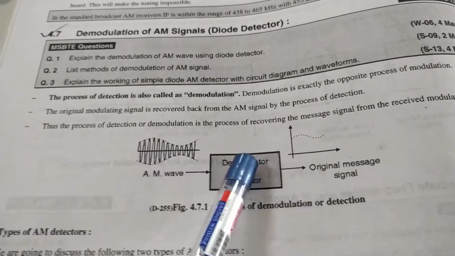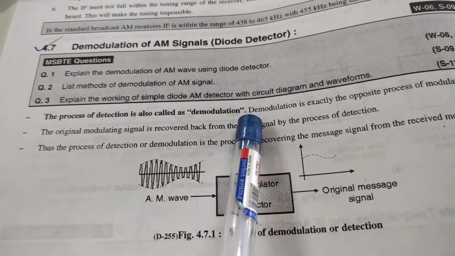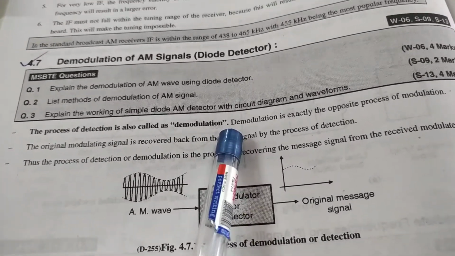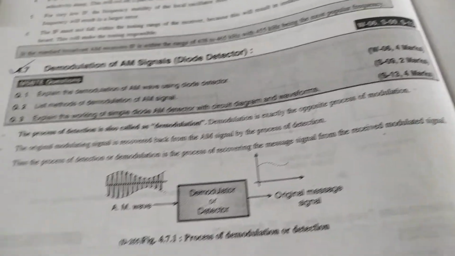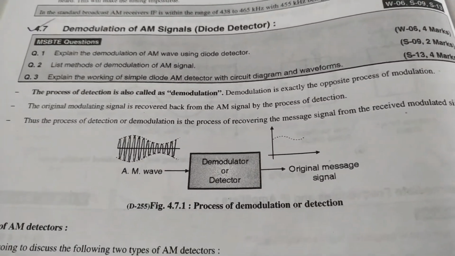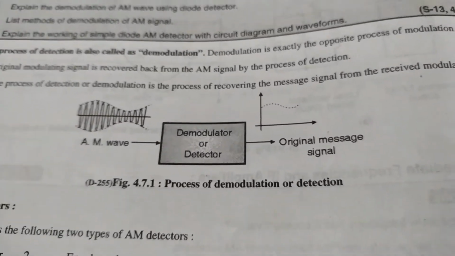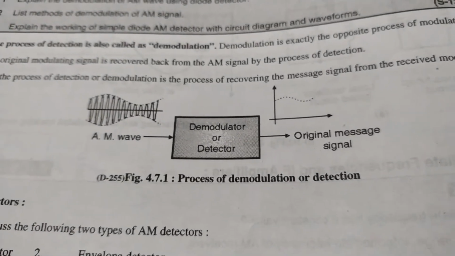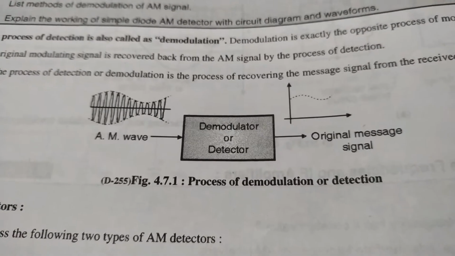Now the process of detection is called demodulation. Demodulation is exactly the opposite process of modulation, and when we demodulate that signal, it means we can recover the original message signal. On your screen you can observe the block diagram, or the simple process, of demodulation or detection.